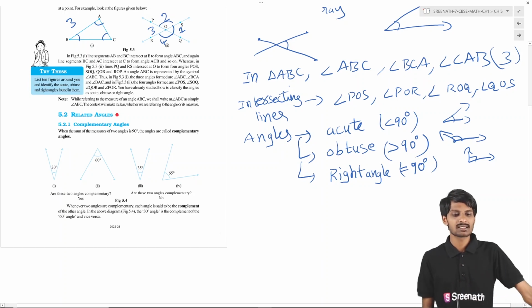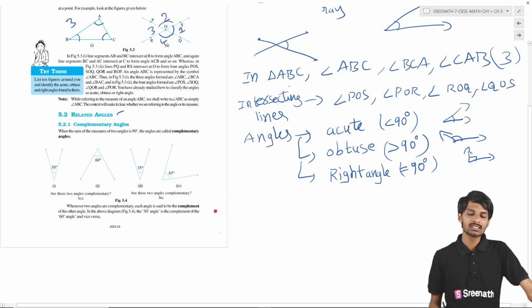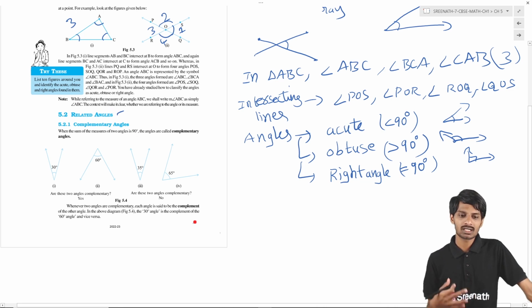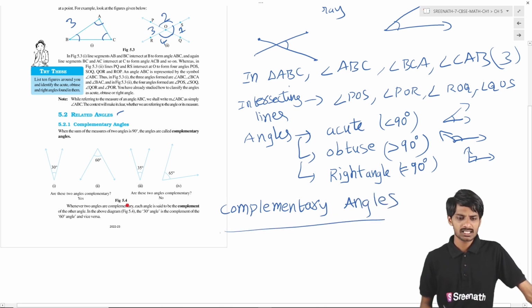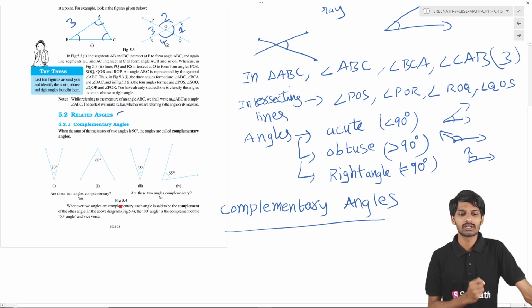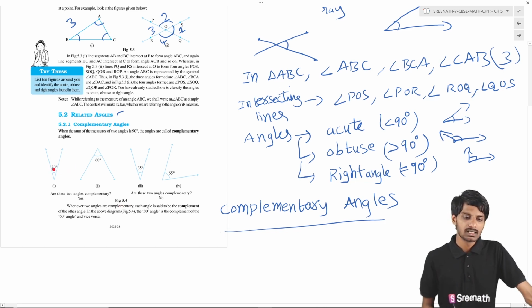So now we will discuss related angles. In this concept we are going to understand some angles. First thing is complementary angles. What are complementary angles, students? Can you understand? Now I will give you some examples. Observe these two angles. Here the angle is 30 degrees. Here the angle is 60 degrees.